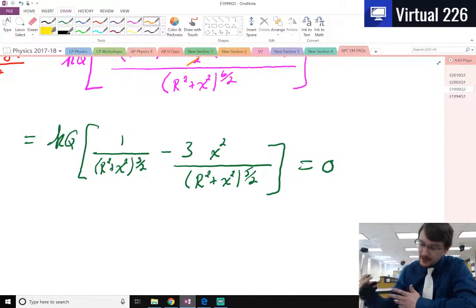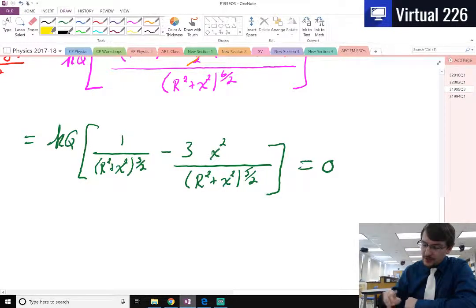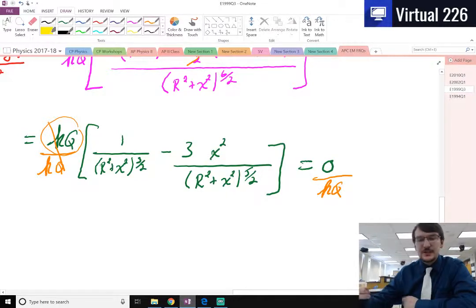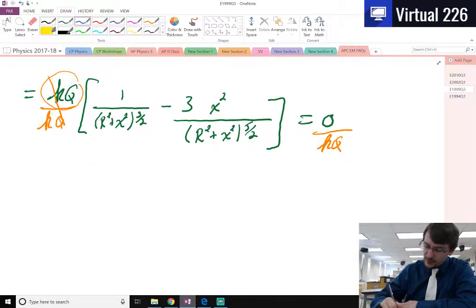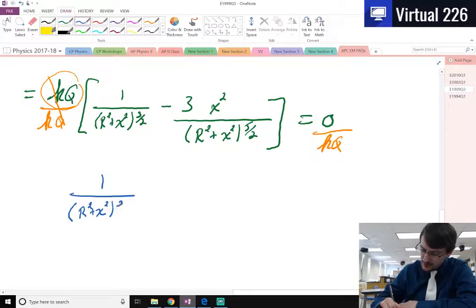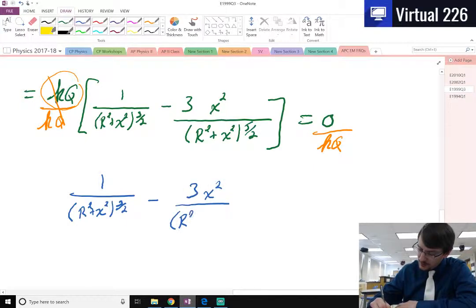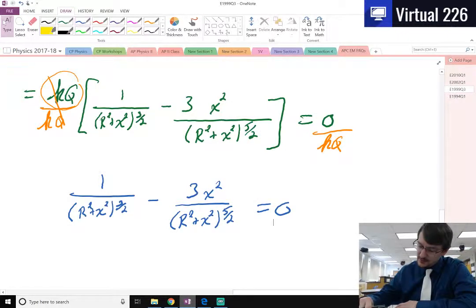Because this looks to be a pain. Well, a quick little trick of math is that if you've taken out constants from this larger term, this k and q, if I divide them from each side, I can just get rid of them, because 0 divided by kq is still going to be 0. So I'm left now just with 1 over the quantity r squared plus x squared to the 3/2 minus 3x squared over r squared plus x squared to the 5/2 equaling 0.